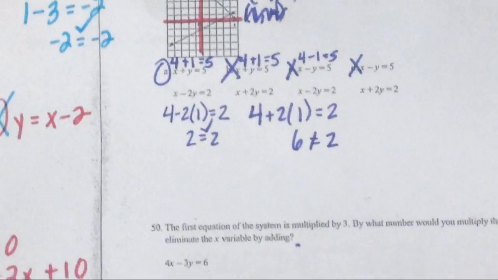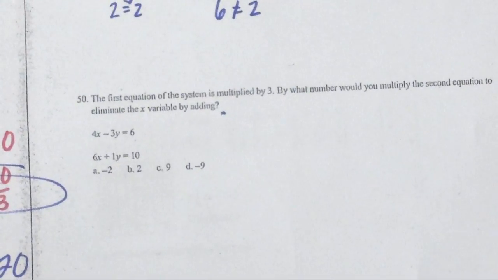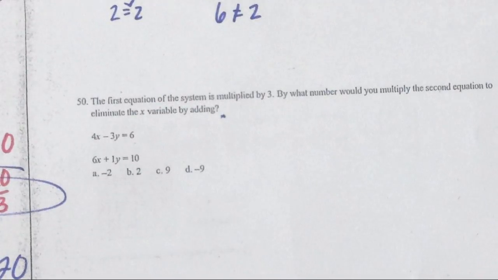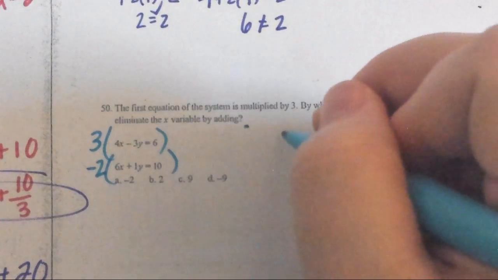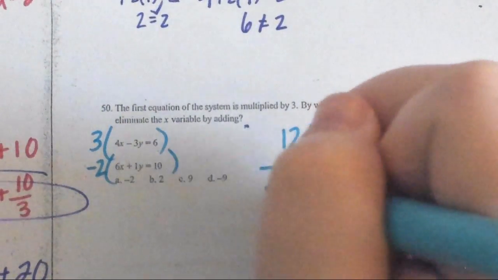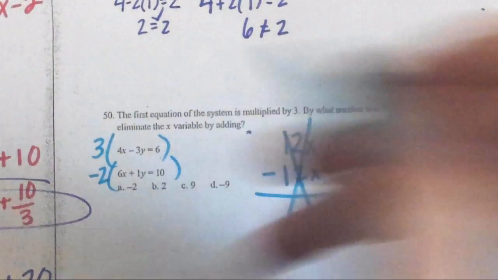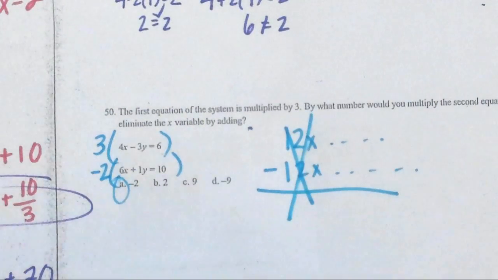On number 50, I wondered how they were going to force you with systems to make you use elimination, and then I read number 50. They say the first equation is multiplied by 3. By what number would you multiply the second equation in order to eliminate the x variables? 2 and 5 get the point. It is negative 2. We've got to have 12x something, something, something, and a negative 12x something, something, something. They have to be opposite signs in order to actually be eliminated. So some people are going to pick B because they're so excited that that's 12, they forget it needs to be opposite signs.